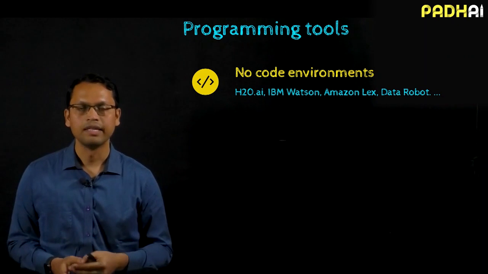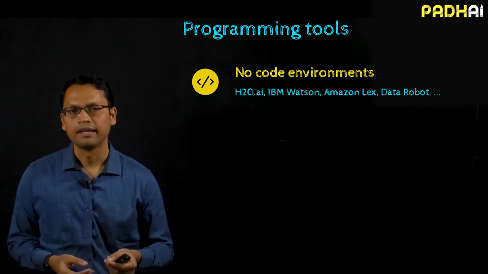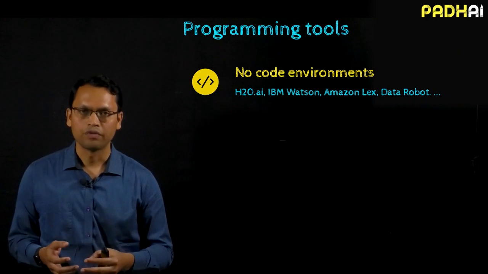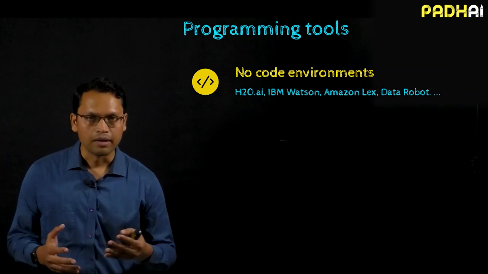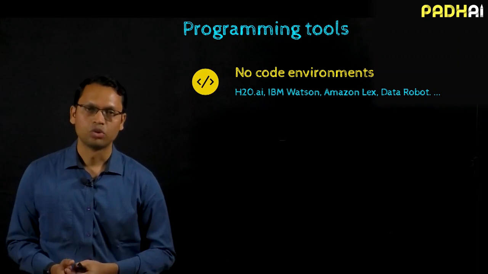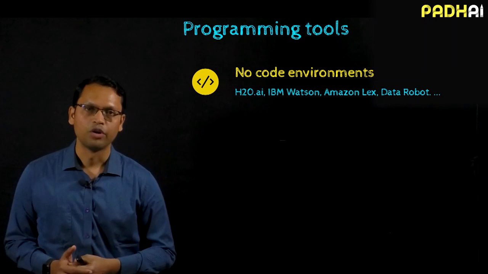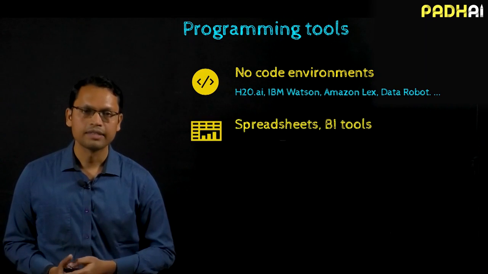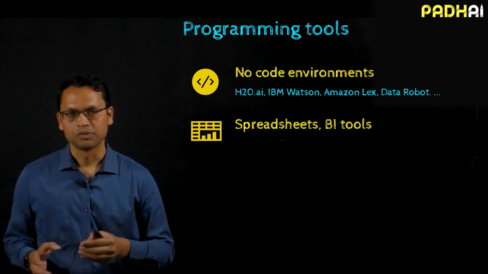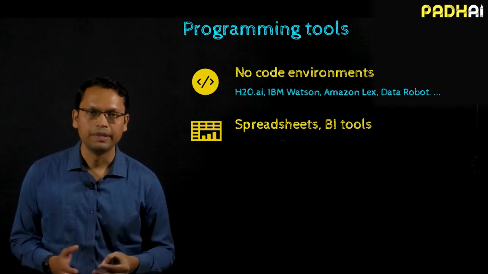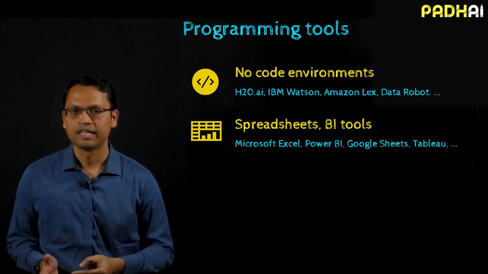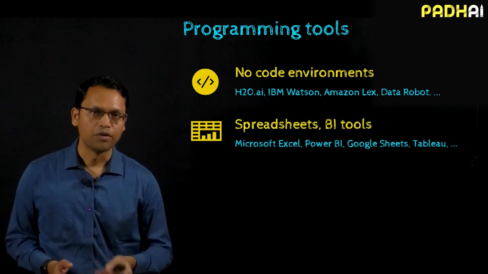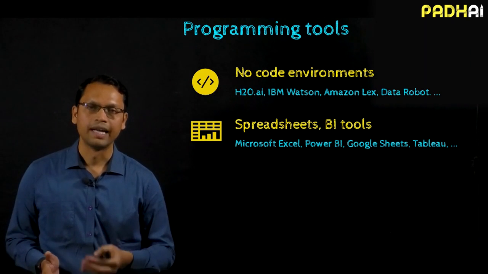As you can see, these are all commercial offerings, and these companies spend quite some amount of engineering effort in building easy to use interfaces and hiding away the complexity so that a large set of people can do data science. The next set of tools includes spreadsheets and BI tools. BI stands for business intelligence. Common among them are tools like Microsoft Excel, Power BI, Google Sheets, and Tableau.